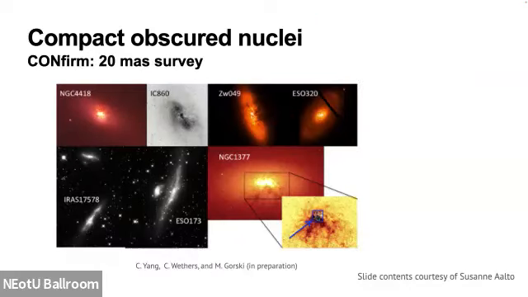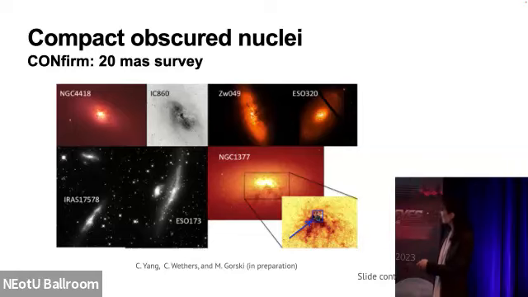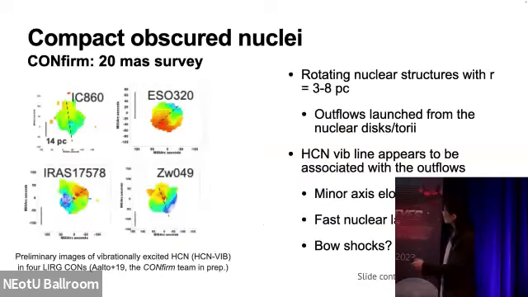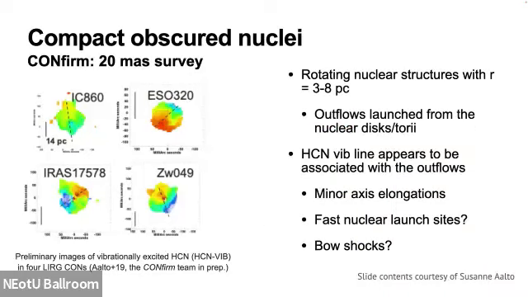And I'm also a part of this. So we did some observation of cons with a 20 milliarcsecond survey, and if you look at the HCN vibration of the excited lines, they are rotating structures with the radius of 3 to 8 parsec, and they also show features of outflows. So these are extremely dense, extremely hot, and it has some association with outflows.